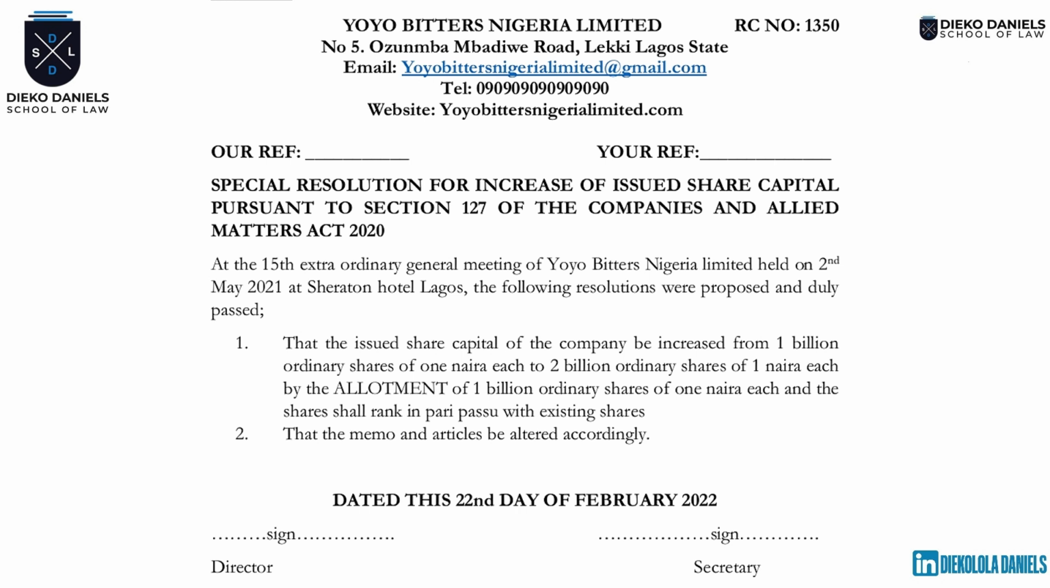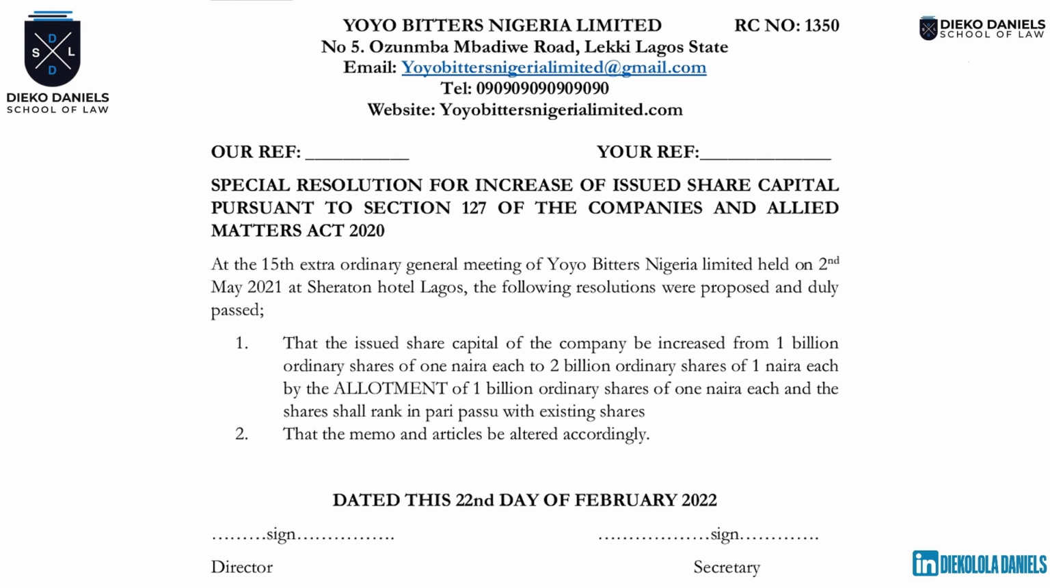1 and 2. Now, this one might seem a little bit difficult, especially when we are talking about the draft of increase of share capital. But I can tell you it's very easy, right? That the issued share capital of the company be increased from 1 billion ordinary shares of 1 naira each to 2 billion ordinary shares of 1 naira each by allotment. You see that by allotment is very important. By allotment of 1 billion ordinary shares of 1 naira each, and the shares shall rank pari passu with existing shares. Four things.